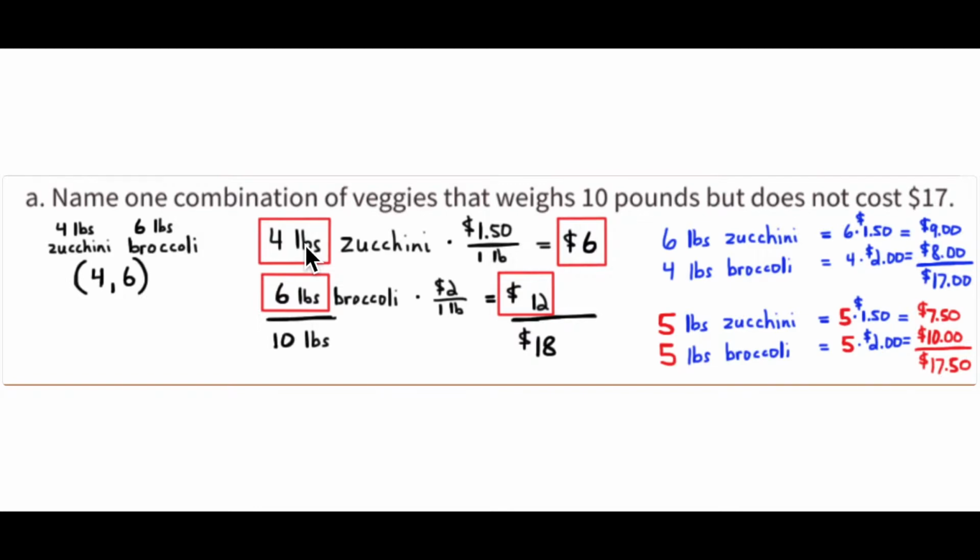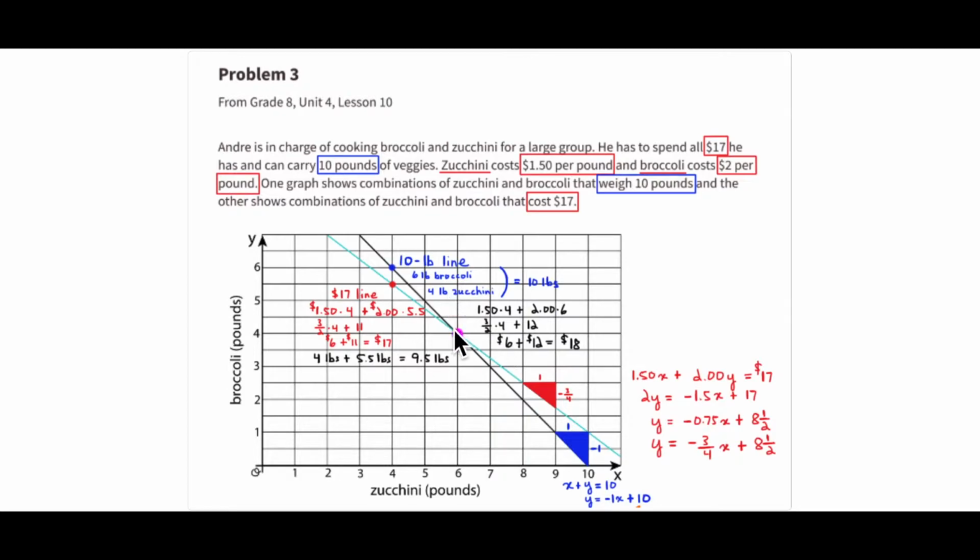So here's the 4 pounds and 6 pounds zucchini and broccoli, and that equals a total of $18. So every time you trade, it's an increase of 1/4 of a pound over the $17 line. So this is an increase of 1/4, an increase of another 1/4. And so you notice, we'll get into this more, but that's the difference in these slopes.